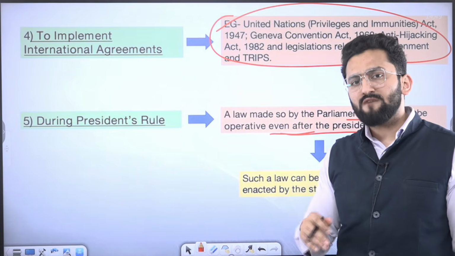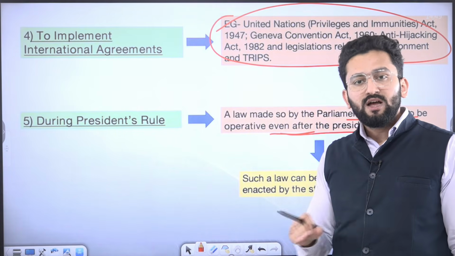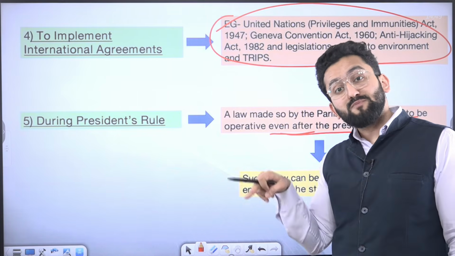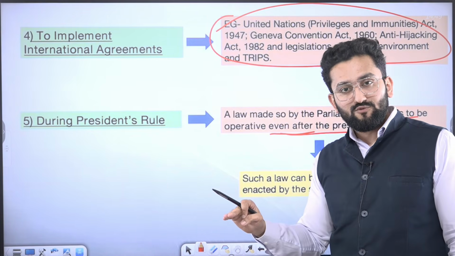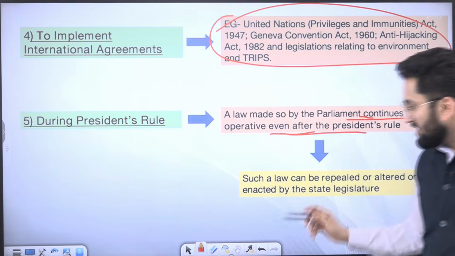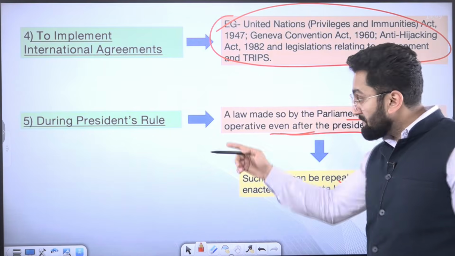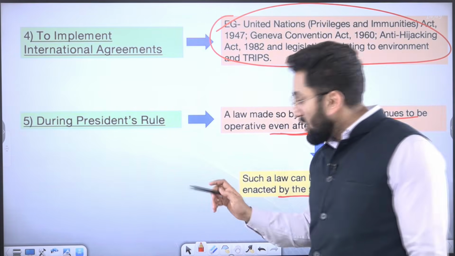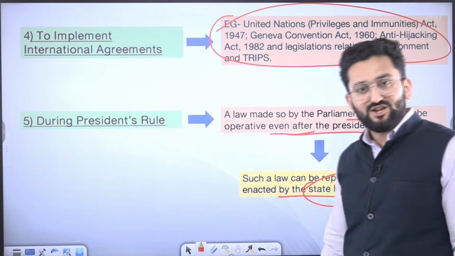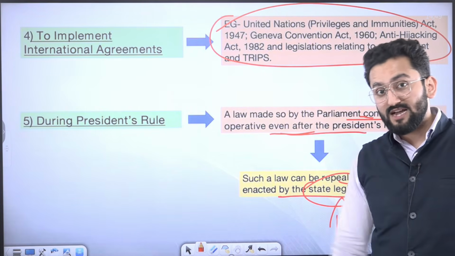And consider that after say 1 year, President rule ceases to exist. So this law, which was made by Parliament for this particular state where President rule was imposed, will continue. And continue till what time? Till it is removed or altered. Such a law can be repealed or altered or reenacted by the state legislature. After President rule is removed, power will come to state legislature. Now this will be the choice of state legislature. Okay. So there is no case of this 6 months expiration.